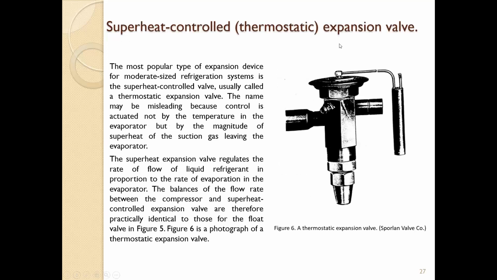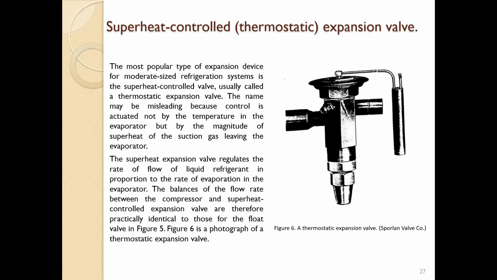Next is the superheat control thermostatic expansion valve. Normally sa air conditioner, hindi na masyado to. Sa mga refrigerating plant, kailangan to. So the most popular type of expansion device for moderate size refrigeration system is the superheat controlled valve. Superheat ang kina-control. Usually called the thermostatic expansion valve. Yung TEV. Di ba? TEV ang initial niyan.